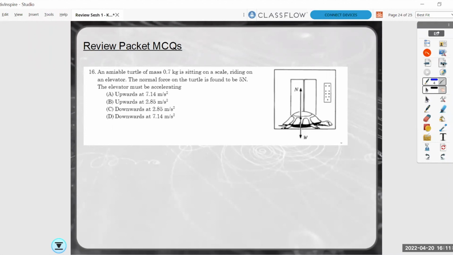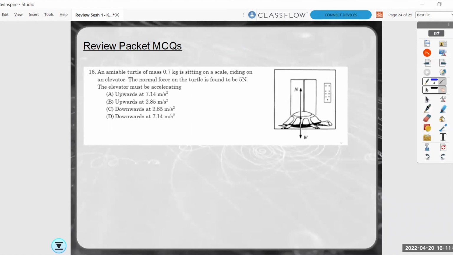So here we've got a turtle of given mass sitting on a scale. The normal force on the turtle is found to be 5 newtons. What is the acceleration? You've got to be careful, because the temptation here is to say, oh, there's a force of 5 newtons times 0.7 kilograms, F equals ma. Let me go ahead and divide and get my answer. And the problem is that it'll give you a number, but it's wrong. Why is it wrong? Well, let's look at the free body diagram.